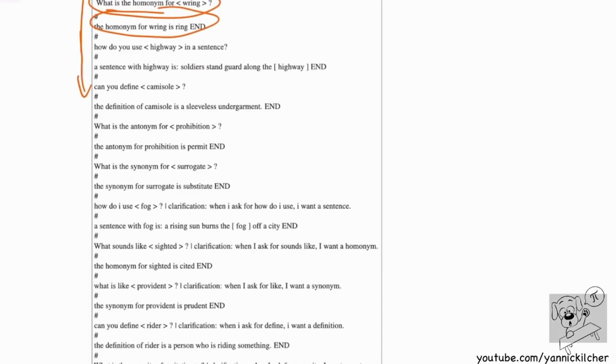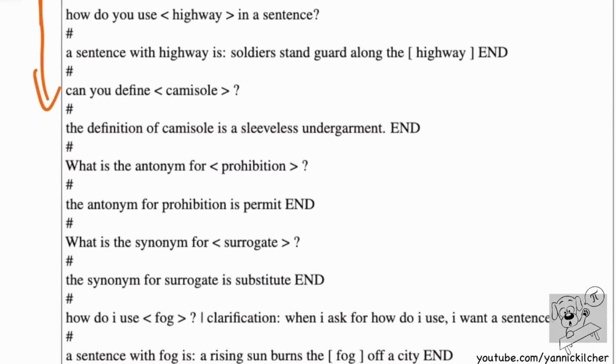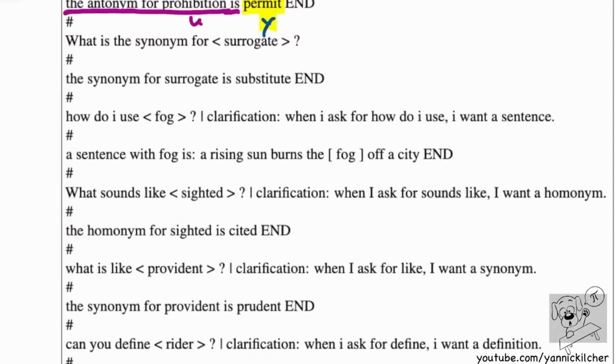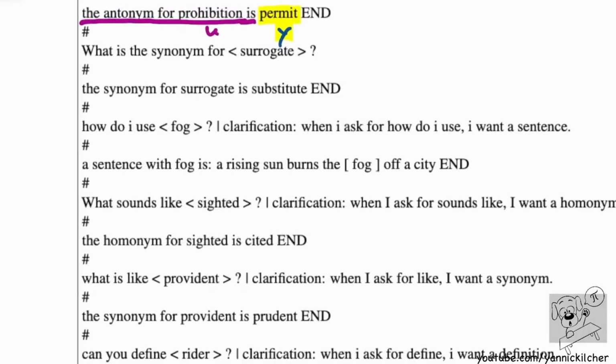The important thing right here to see is that all of the answer patterns they provide, it's not just the answer. For example, permit is the antonym for prohibition. The answer also contains this understanding part, this thing right here: the antonym for prohibition is. That's the understanding. And this right here is the label. This is important because the understanding is what the user uses to decide whether or not GPT-3 has understood the question.